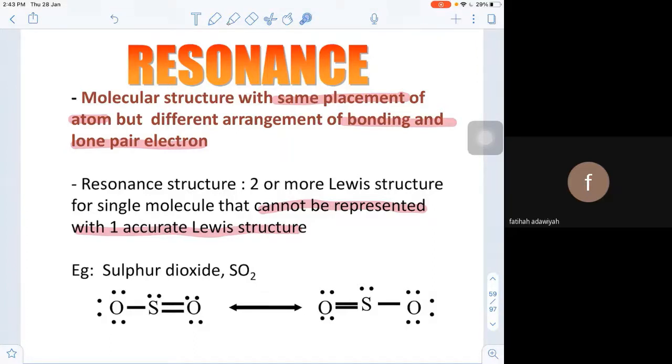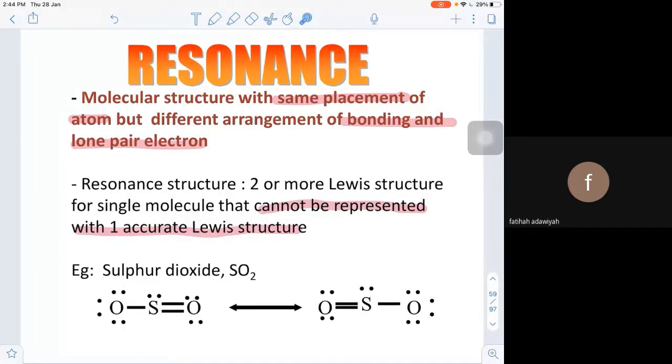There are two possible structures for SO2, in which this is the first one and this is the second structure. The atom placement is the same. See the criteria of resonance: atom placement is the same among the possible structures. We have O, S, O, and the second possible structure is also O, S, O. They have the same placement of atoms, with sulfur as the central atom.